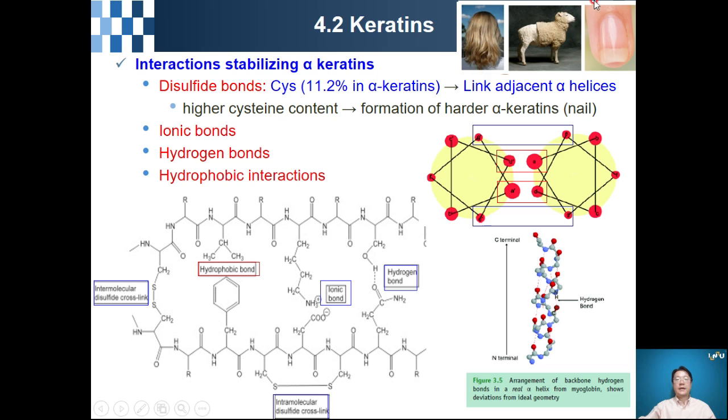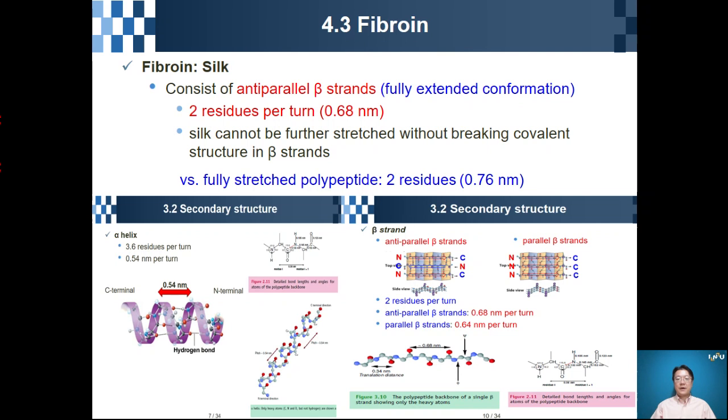So in this slide we learned the interactions stabilizing alpha keratin, starting from the disulfide bond, then the ionic bond, hydrogen bond, and hydrophobic interactions. In this slide we will learn the third subject, fibroin. Fibroin we call silk. Silk consists of antiparallel beta strands, and usually the antiparallel beta strand shows a fully extended conformation.